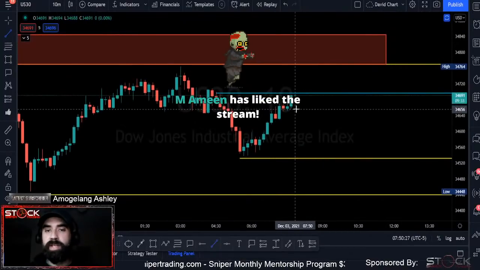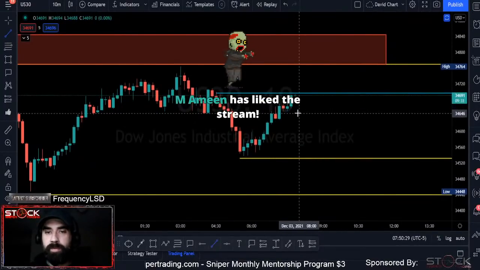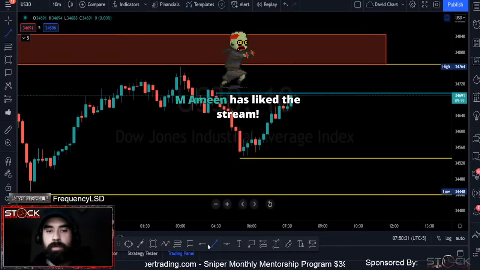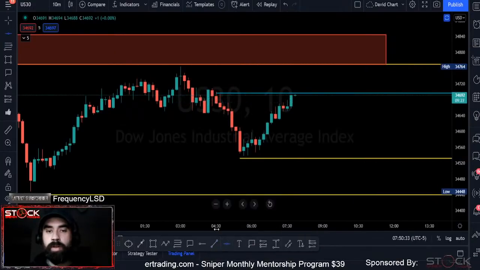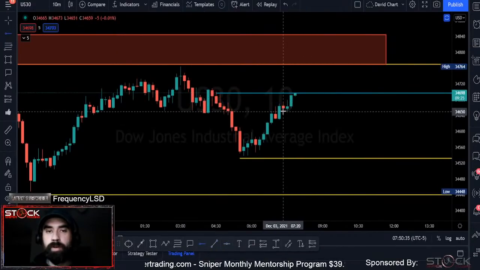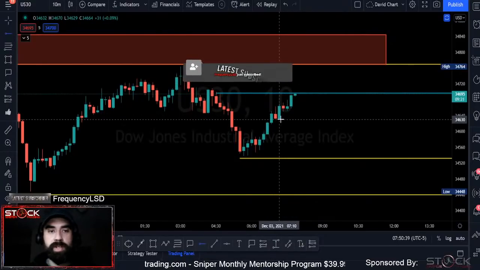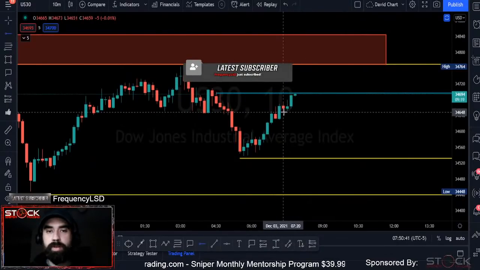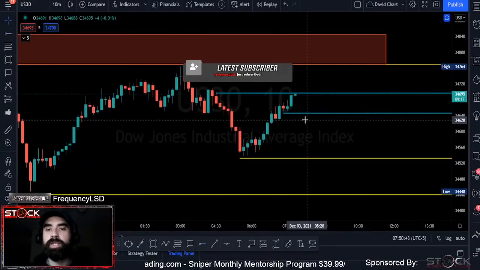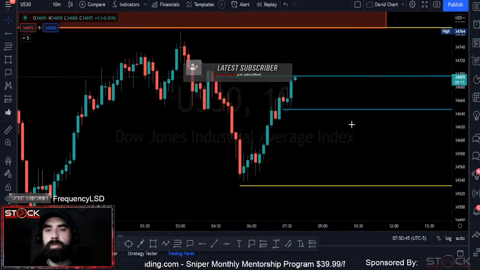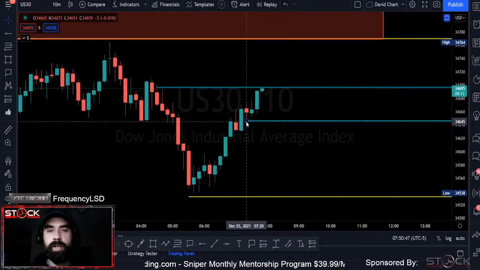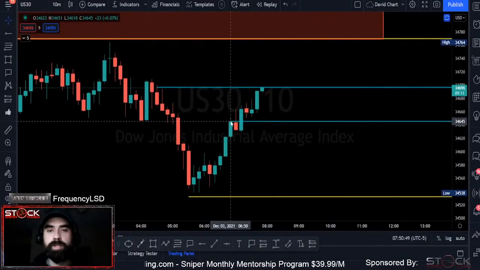Okay, now you can see that we found nice support. I want to find the key areas right here. So if I were to draw a horizontal ray right here, you can see that price is holding nice support right around this area. I have to make sure I touch the candles. You can get it right there. That's what we're looking for.